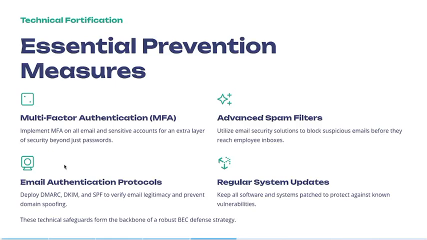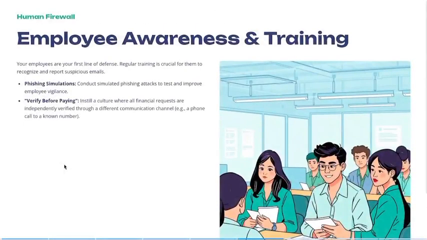So next one, we have regular system updates. Keep all software and systems patched to protect against known vulnerabilities. So next one, we have the human firewall. This is another part of how you can protect yourself from BEC: employee awareness and training.